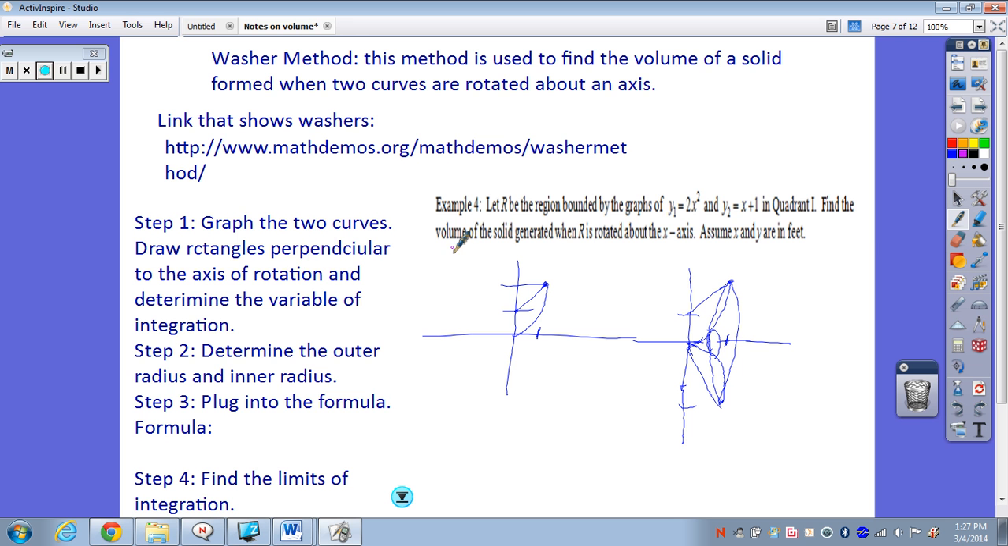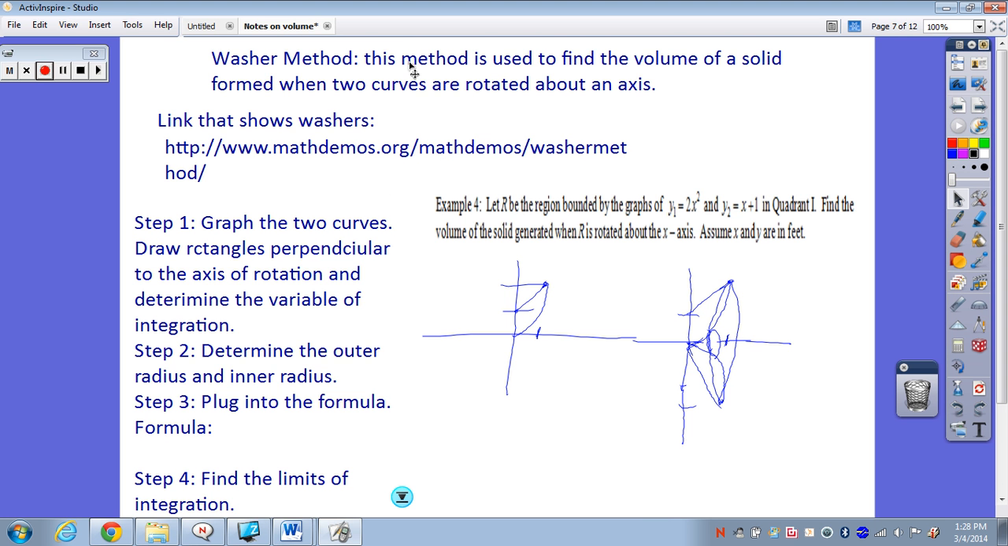So we're going to do these. My graphs are not the best, so if you can draw better pictures, please do. But if you click on the link here, it shows you better pictures of the washer method and goes through the steps so that you can actually see the 3D pictures that I'm not very good at drawing.